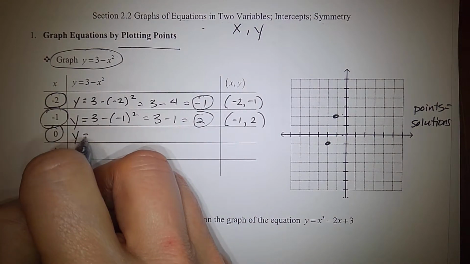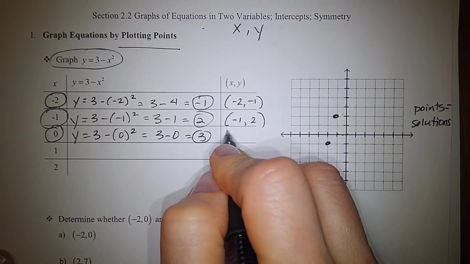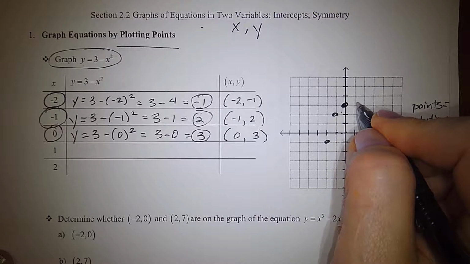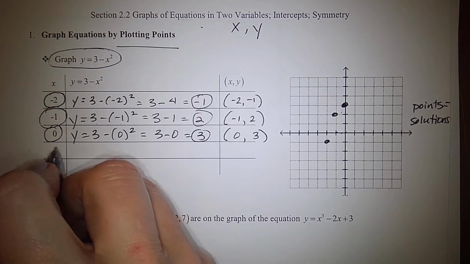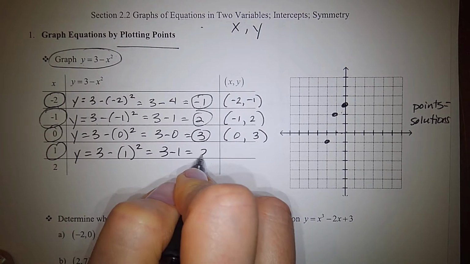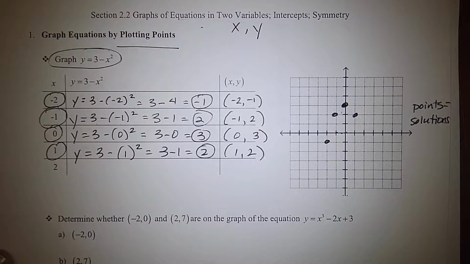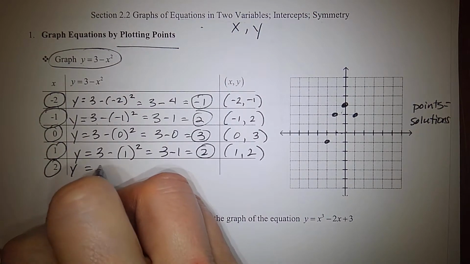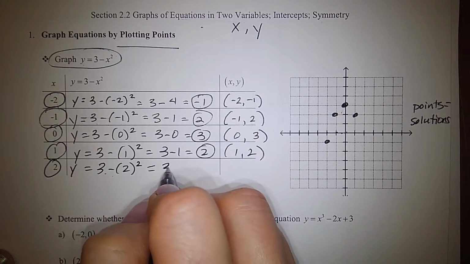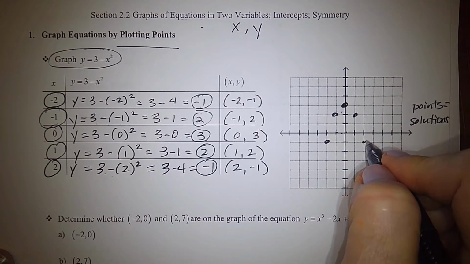Let's try 0. 3 minus 0 squared is 3 minus 0, which is 3. So I have a point at 0, 3. You can see that this is starting to make a bend. Let's see what happens on the other side. When I plug 1 in for x, I get 3 minus 1, which is 2. So I'll have a point at 1, 2. Let's try x is 2. And we'll have 3 minus 4, which is -1. So 2, -1 will be another point.